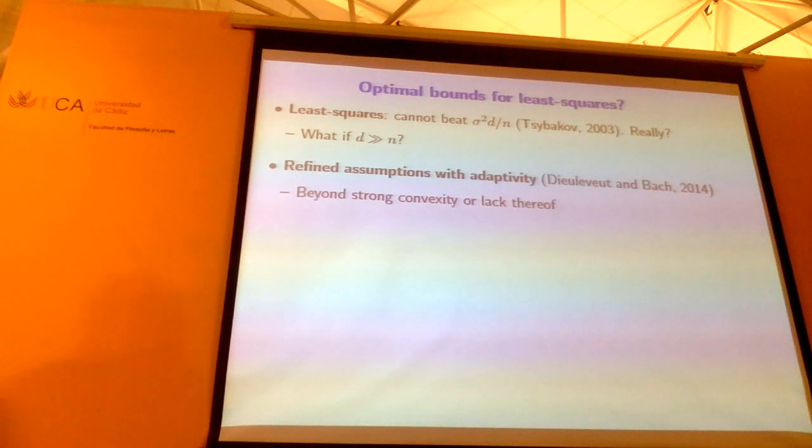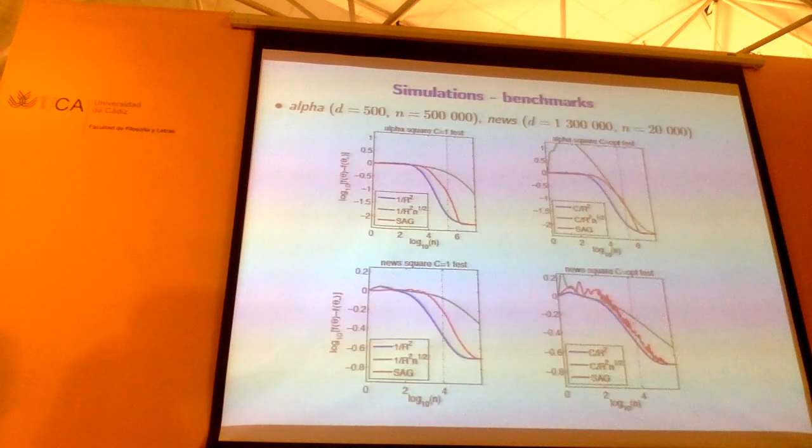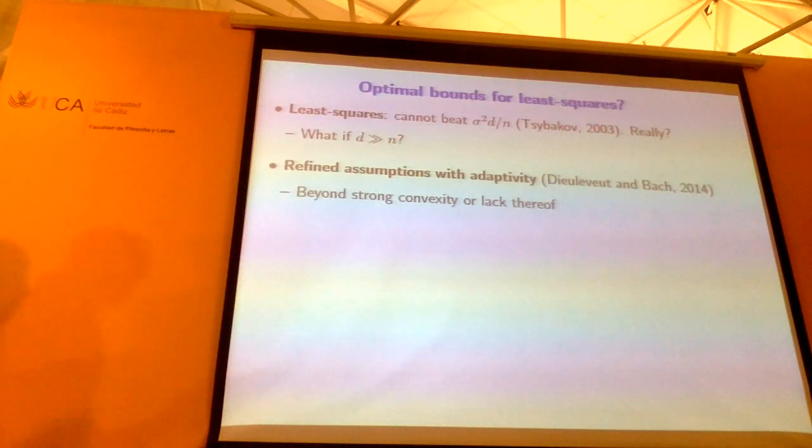I've said that at one point, sigma squared d over n was optimal. You can't beat it. And now I present a simulation where d is 1 million and n is 20k. And d over n in that setup is not very small, it's very big. So what's happening? This optimality is true over a class of problems which is too big, so my problem is a bit simpler.